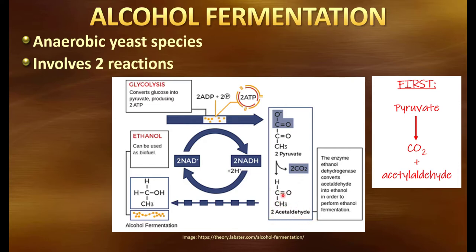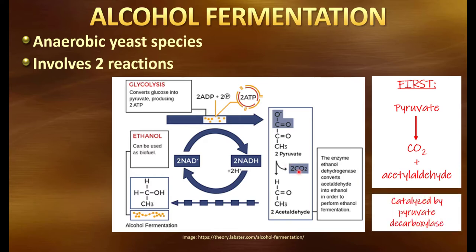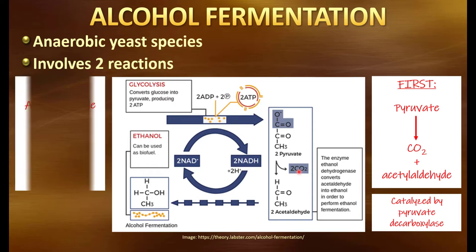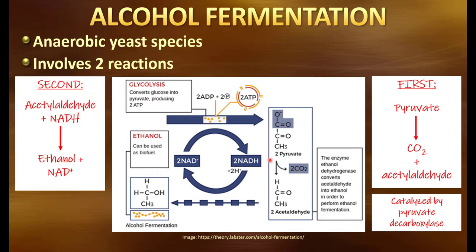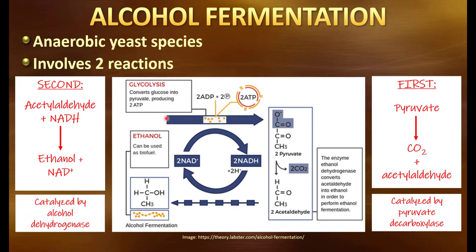Acetaldehyde is a 2-carbon compound, and we've extracted CO2. That step is catalyzed by pyruvate decarboxylase. Our second step takes acetaldehyde and NADH and creates ethanol and NAD. Remember, our real goal here was to regenerate this NAD so we can send NAD back up to glycolysis. So once again, our primary step here was to get that NAD back. The only ATP we've gained throughout this whole process was 2 ATP. This step is catalyzed by alcohol dehydrogenase.